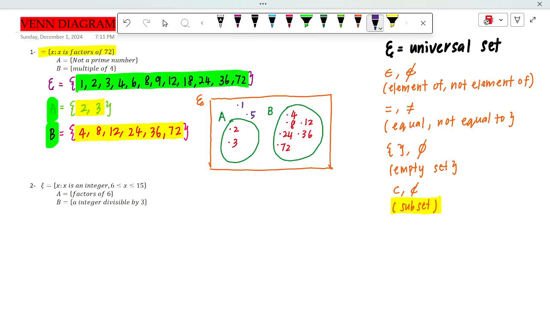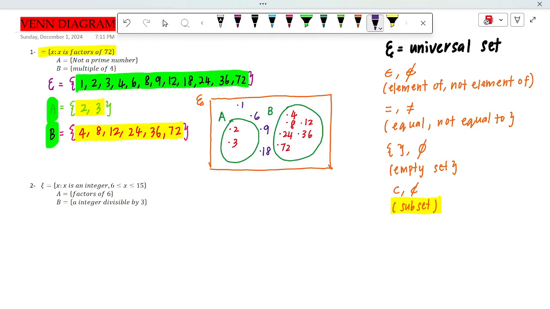And sorry, we don't have 5 here, so you don't have to write your 5. Okay, 1, 2, 3, done, 4 was listed, 6. Okay, next we will list out 6. Next will be 8. 8 is already in the box. 9, 12, okay, 18, 24 done, 36 done, 72 done. That's all your answer for universal set.